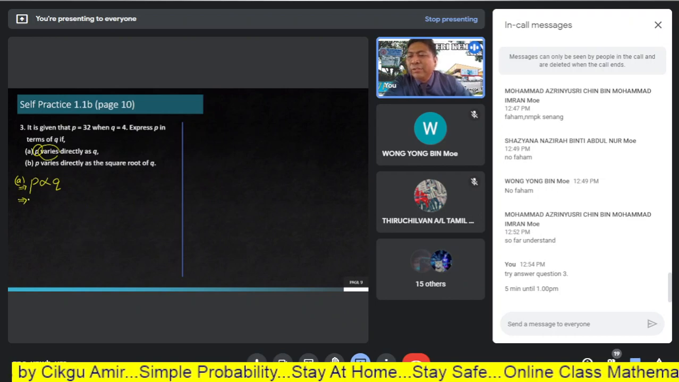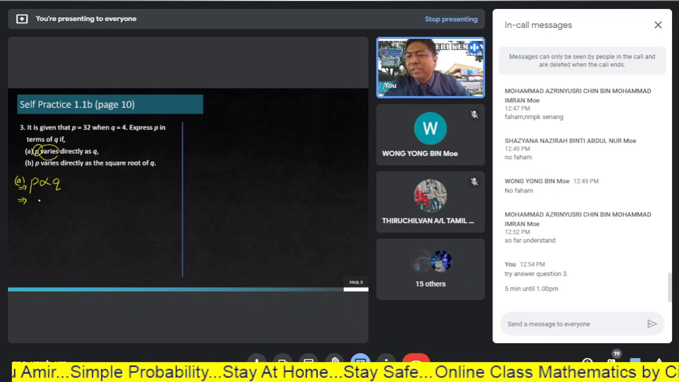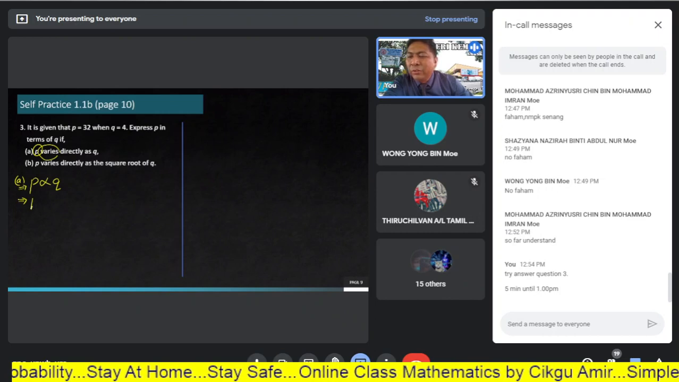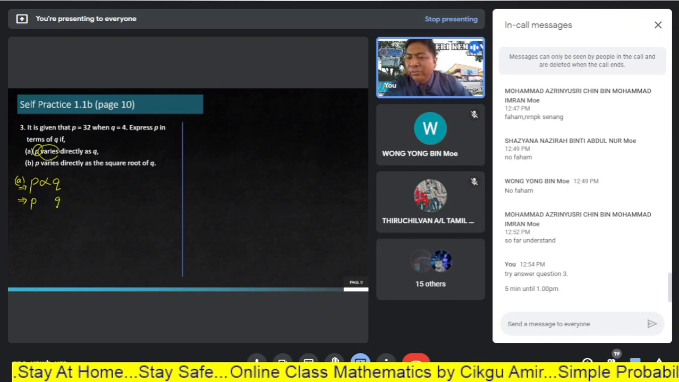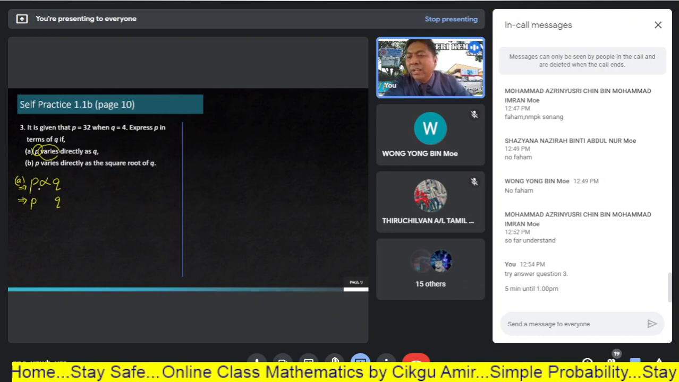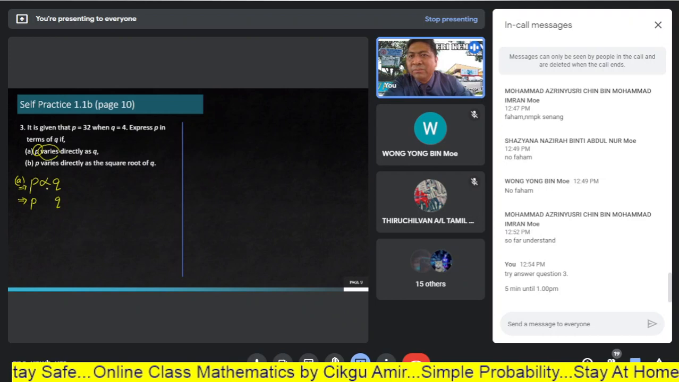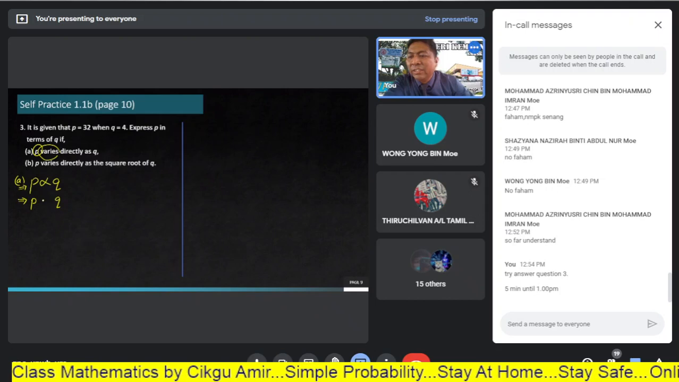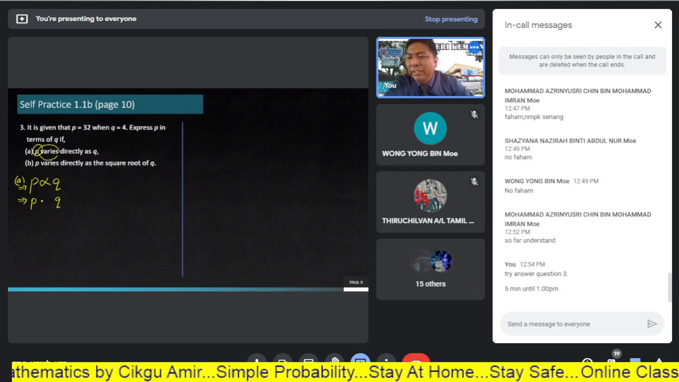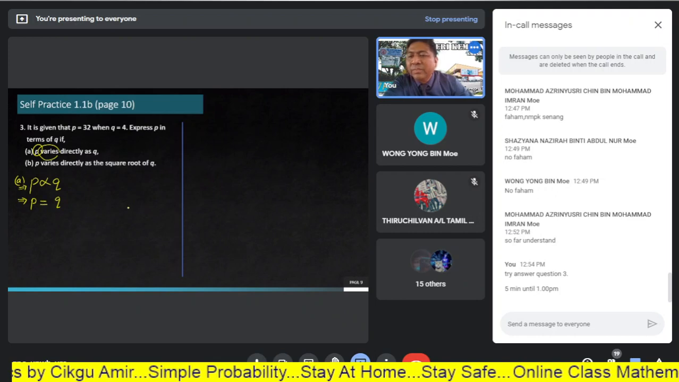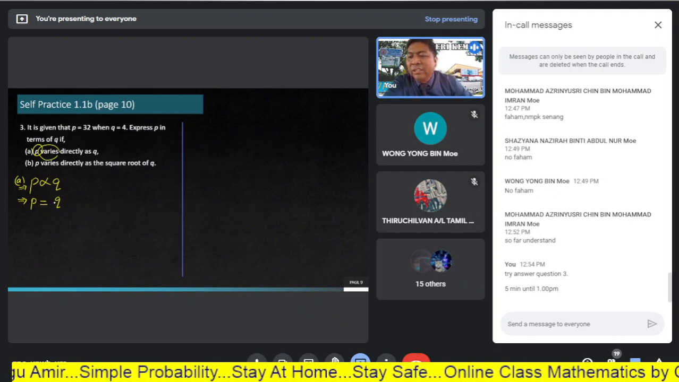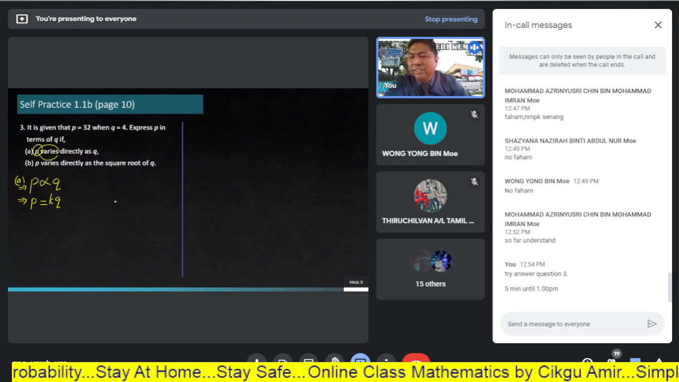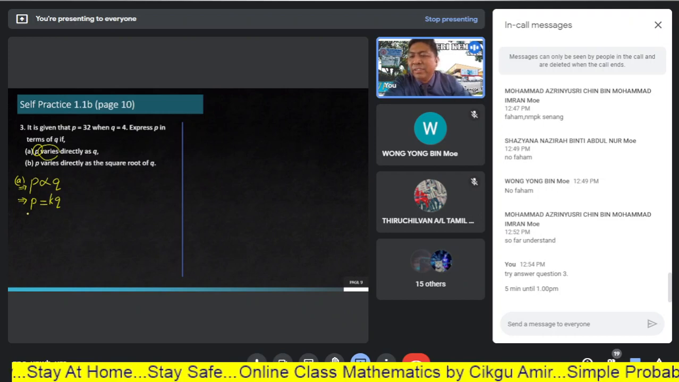The second step is equation form, dalam bentuk persamaan. For equation form, there is no change to P, no change to Q, no change to the variables. The only change is the symbol of variation. Perubahannya simbol variation, simbol ubahan. It will become equal, and you add a letter K, tambahkan huruf K, bagi constant, nilai pemalar. This is the second step.